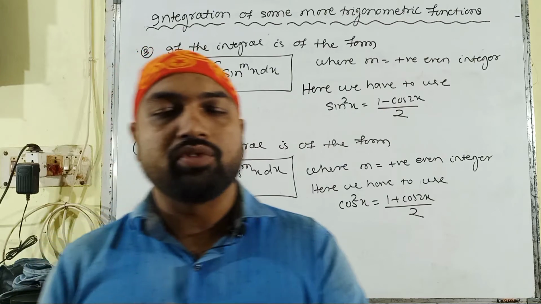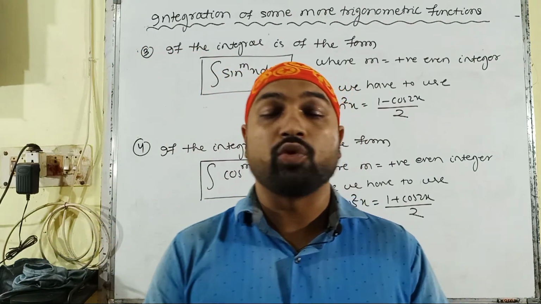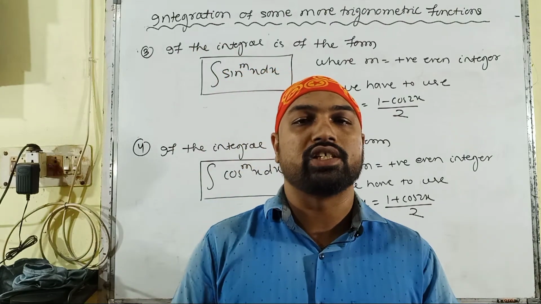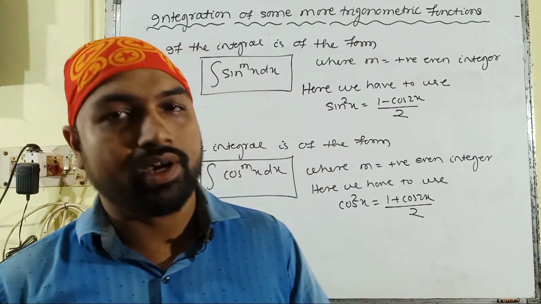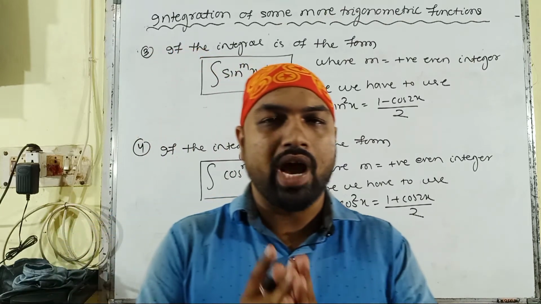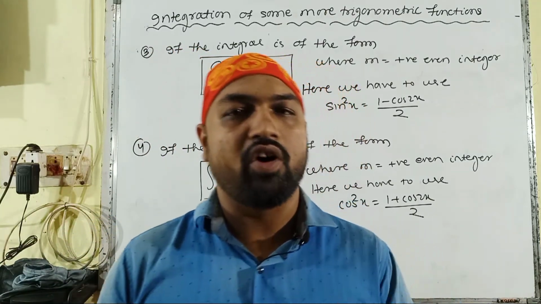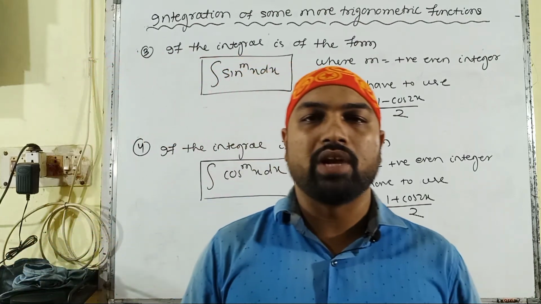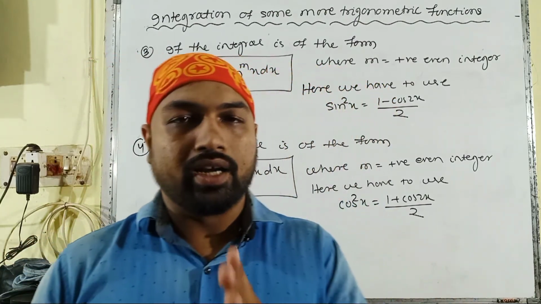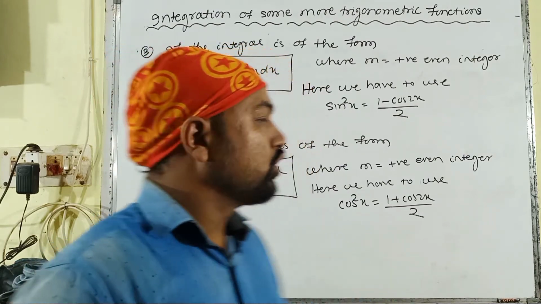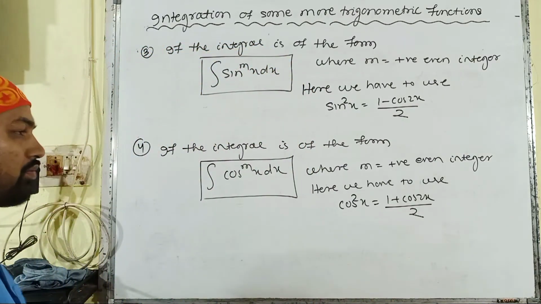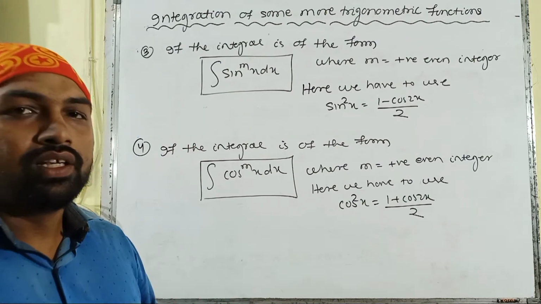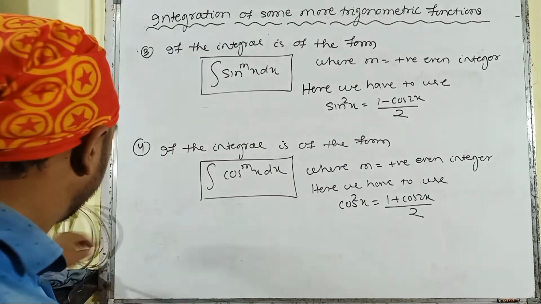If the integral is of the form, it is the fourth type: integral of cos to the power mx dx, where m is also a positive even integer, then here we have to use cos square x is equal to 1 plus cos 2x divided by 2. That means first of all we have to convert the given power into the form of cos square x or sin square x, and then use the respective formulas, and then solve the given problem. So let us solve some problems based upon type 3 and type 4, and then some homework for you.